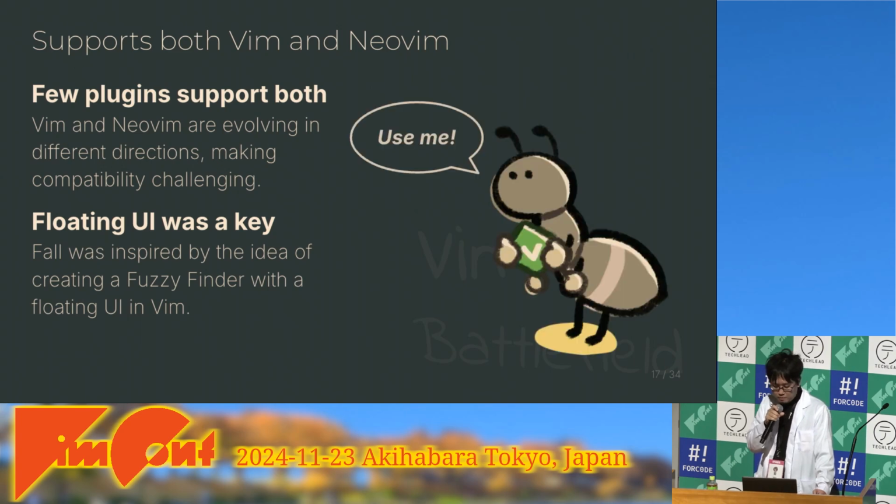By the way, Fall also uses Denops, the feature introduced earlier, making it relatively easy to create plugins that work in both Vim and Neovim. So if you're interested in building cross-compatible plugins, I highly recommend giving it a try.